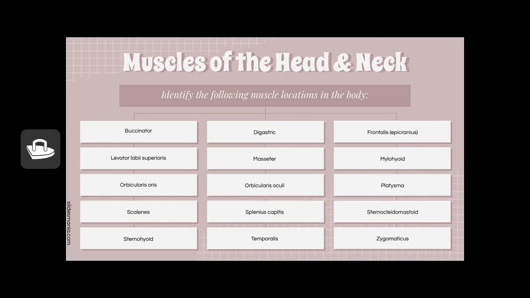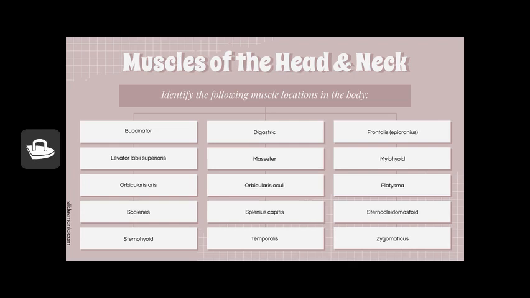Another term we can go over is the mylohyoid, and it is located within the mandible. And we'll just do a couple more. We're going to go ahead and do the splenius capitis. The splenius capitis is going to be located within the neck.